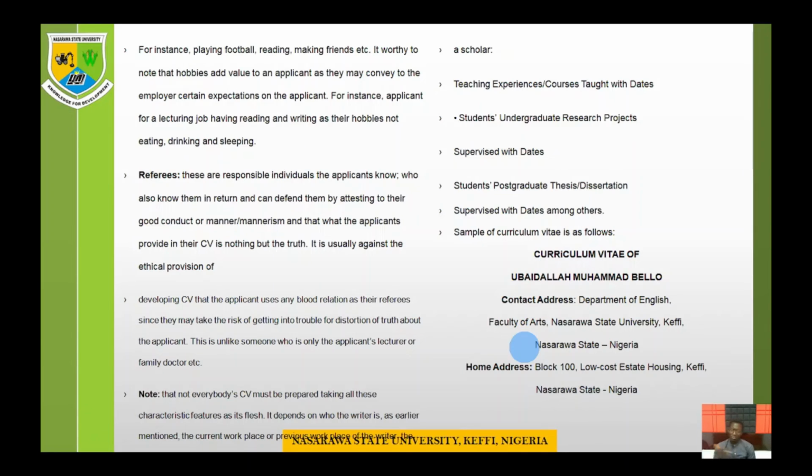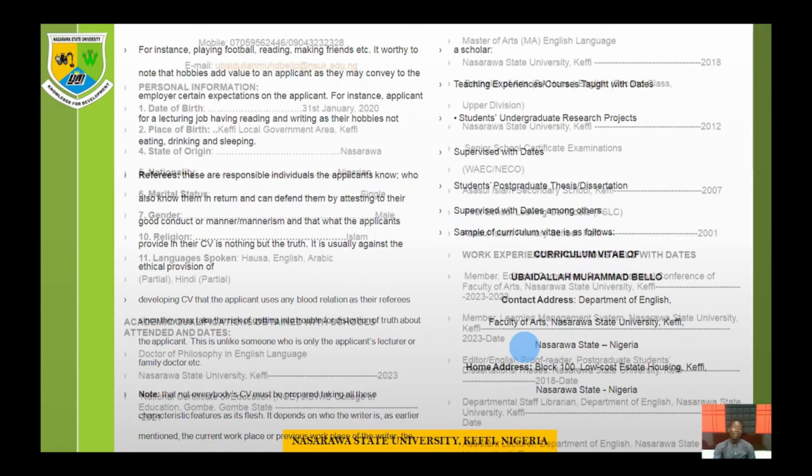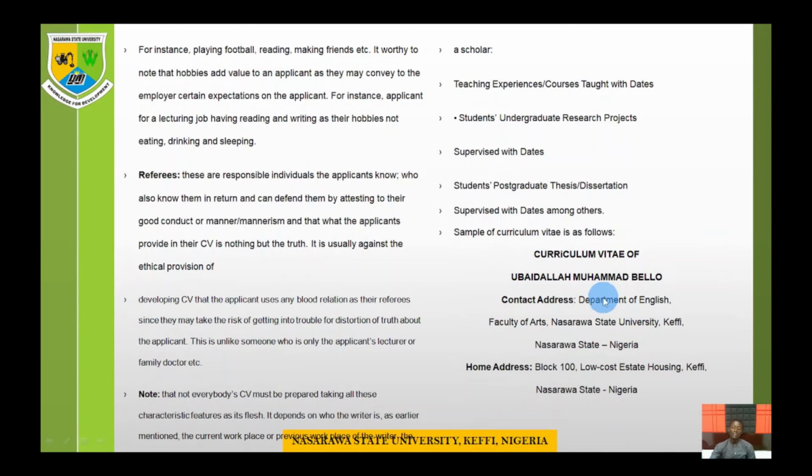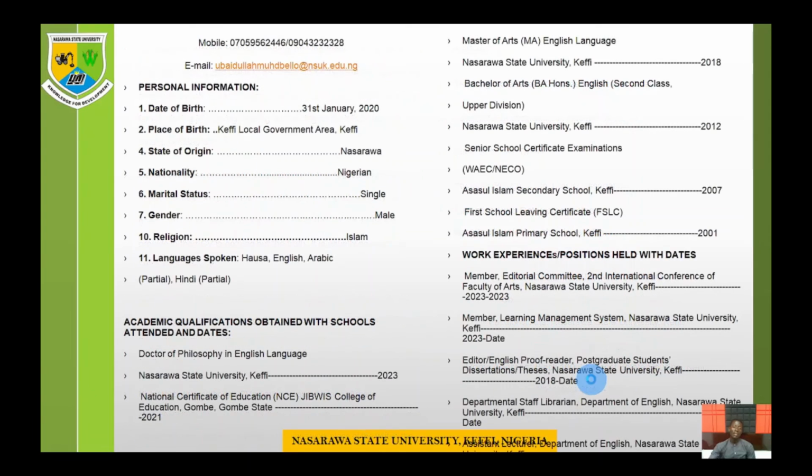In fact, the sample curriculum vitae that I will give you now will re-widen your scope of understanding of what we have mentioned. So from what you are seeing here, you see we have the title here, as I've already told you, written in capital letters. The contact address, the home address is here. Then the mobile number, the email address. Personal information is here: date of birth, state of origin, nationality, languages spoken, religion, gender, marital status.